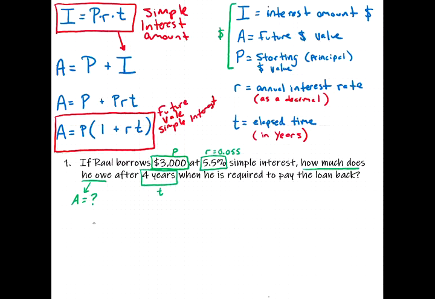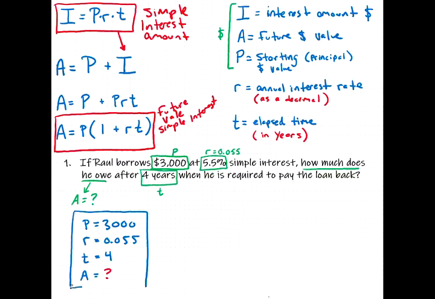Okay, so we have P. We have R, 0.055. We have T. And we're looking for A. Now, this is a very good approach to solving any interest problem in this entire chapter, and they're going to get a lot more complicated than this one. So you basically want to take the problem and pull out all the important information symbolically.